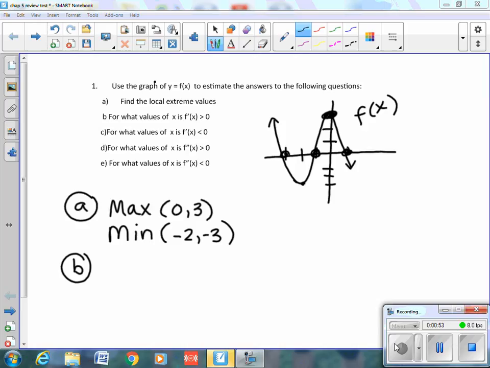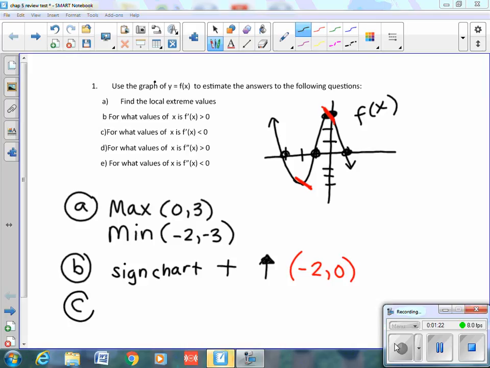B. At what values of x is the derivative greater than 0? If you think of your sign chart, if the derivative is greater than 0, there's a plus sign on your first derivative. It's where the graph is increasing. So you need to figure out where the graph is increasing. It's increasing from -2 to 0. C. It must be less than 0, or decreasing, on the other intervals. So from negative infinity to -2, union with 0 to infinity.